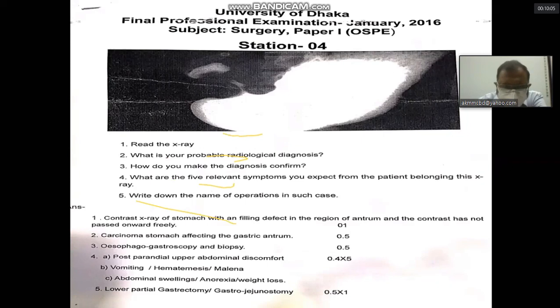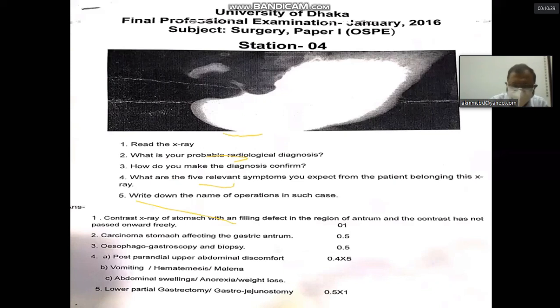Now, the next question is, what are the five relevant symptoms you expect from the patient belonging to the X-ray? These are the clinical features of gastric outlet obstruction. You have to write that for carcinoma stomach. The features are postprandial upper abdominal discomfort. If you say only upper abdominal discomfort, it will be right, but your marks will be decreased. So you have to write postprandial upper abdominal discomfort.